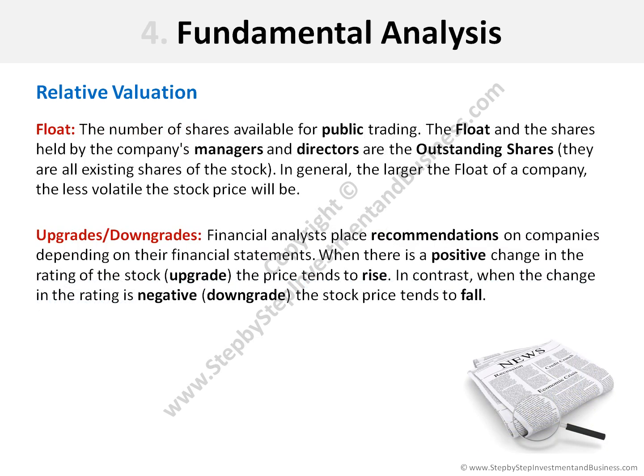Finally, we will see two more parameters. The first one is the one called float, which is the number of shares available for public trading. The float and the shares held by the company's managers and directors are the outstanding shares. They are all existing shares of the stock. In general, the larger the float of a company, the less volatile the stock price will be.